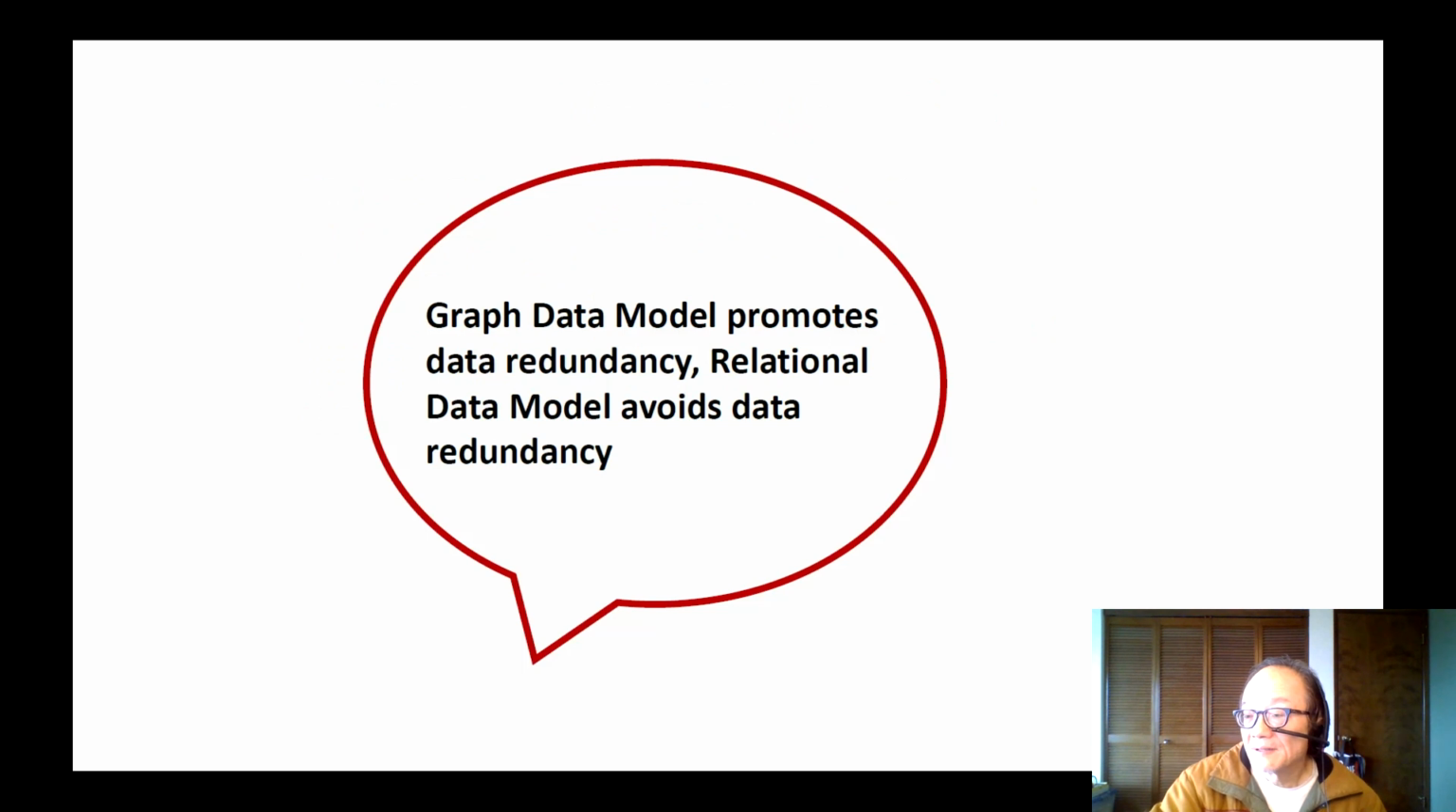Lastly, keep in mind the graph data model promotes data redundancy and the relational data model avoids data redundancy. The redundant data will improve the query performance. Simply speaking, the graph data model does denormalization. The relational data model does normalization. This is the end of our discussion.